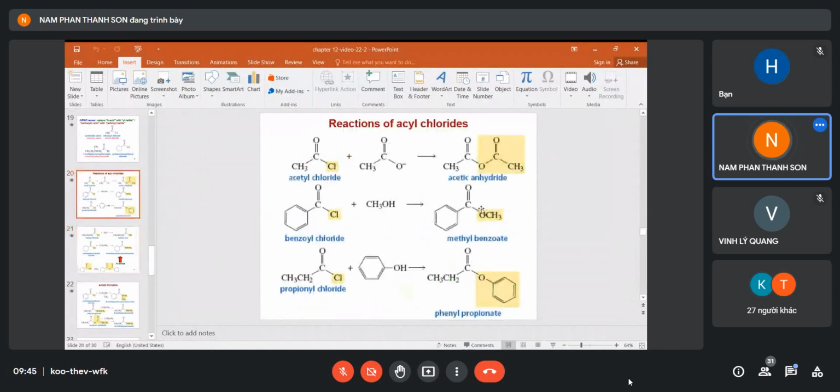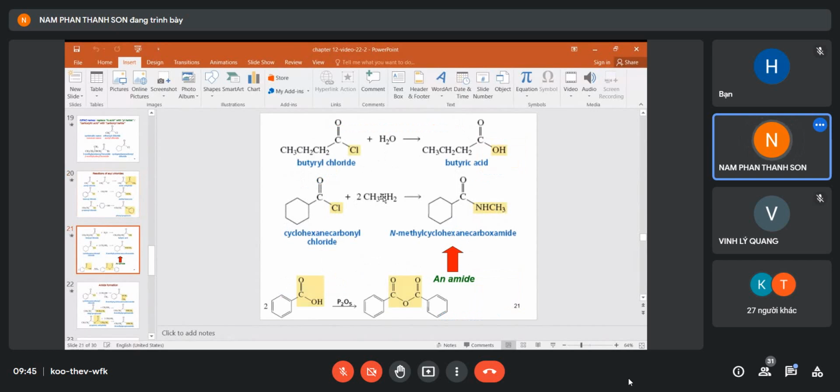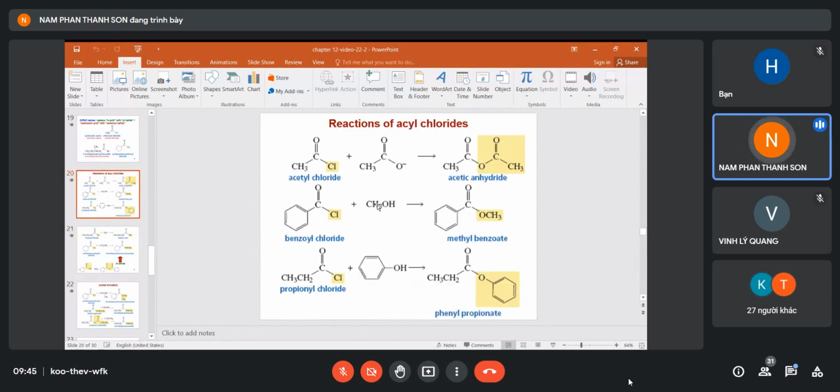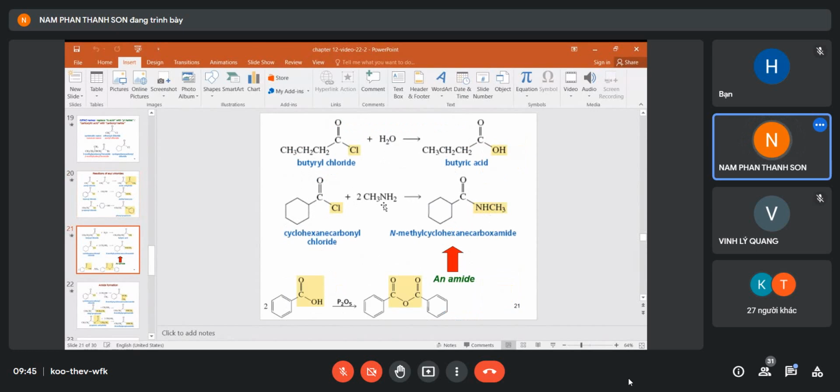Just remember the esterification reaction and replace the oxygen in alcohol by the nitrogen, I mean the amine. And then here with the alcohol, we have ester OCH3. And if amine, then we have NHCH3. Okay, so this is amide.